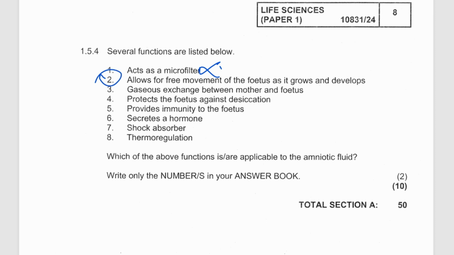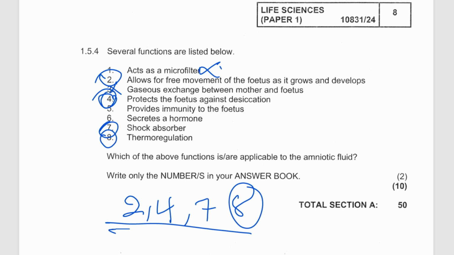Does it determine the sex of the fetus? No. Protect the fetus from desiccation? Yes, this is correct. Provide nutrition? No. Secretion of hormone? No. Shock absorber? Correct. Thermal regulation? Yes, correct. So the answer is 2, 4, 7, and 8. So these are the functions.